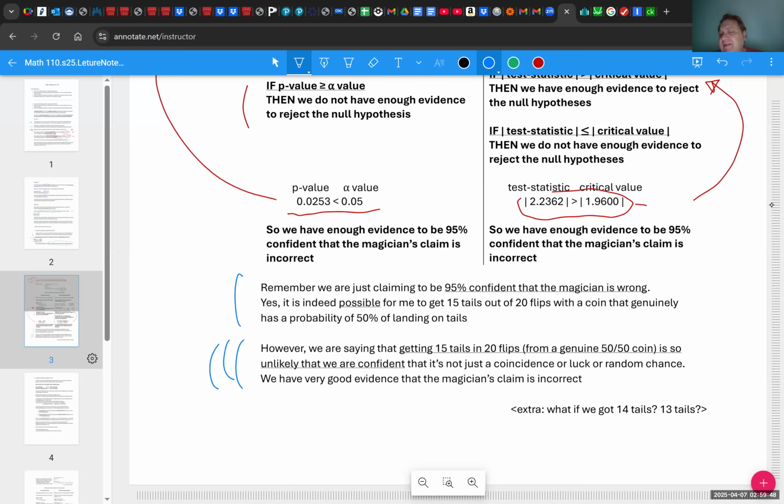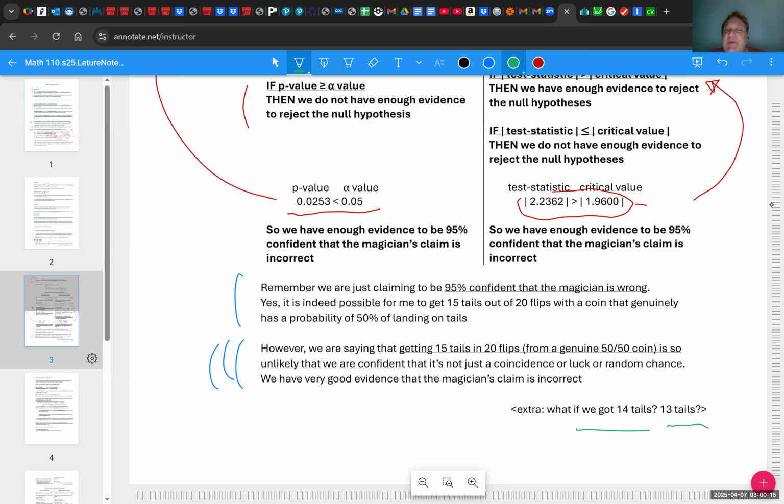So just to emphasize this a little bit, 15 out of 20 sounds like a lot. It sounds like, oh, that seems like too many. What if we got 14 tails out of 20? Would that be enough to reject the hypothesis that the magician is correct? What if we got 13? How do we know how many is enough, right?